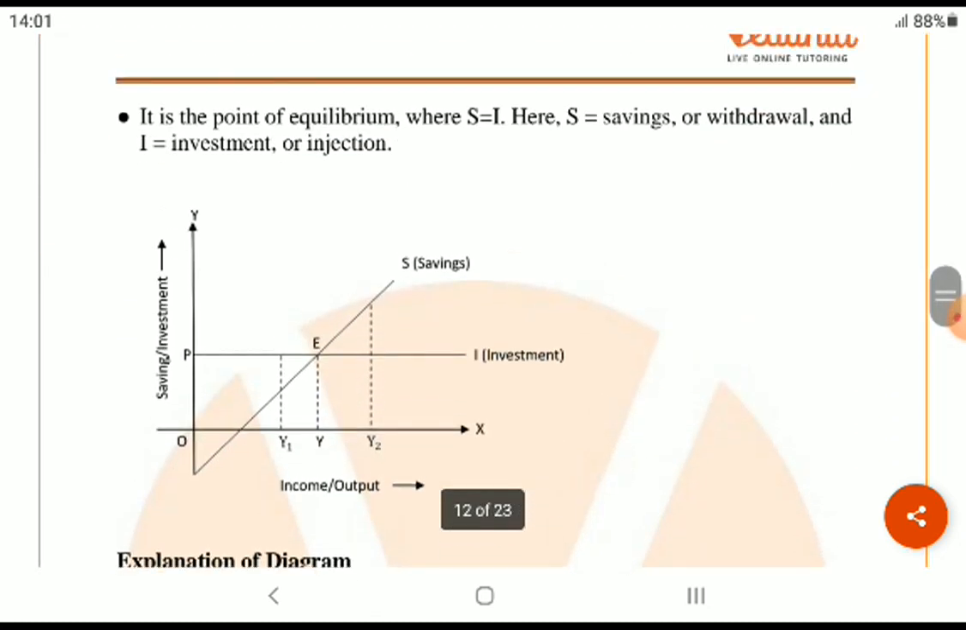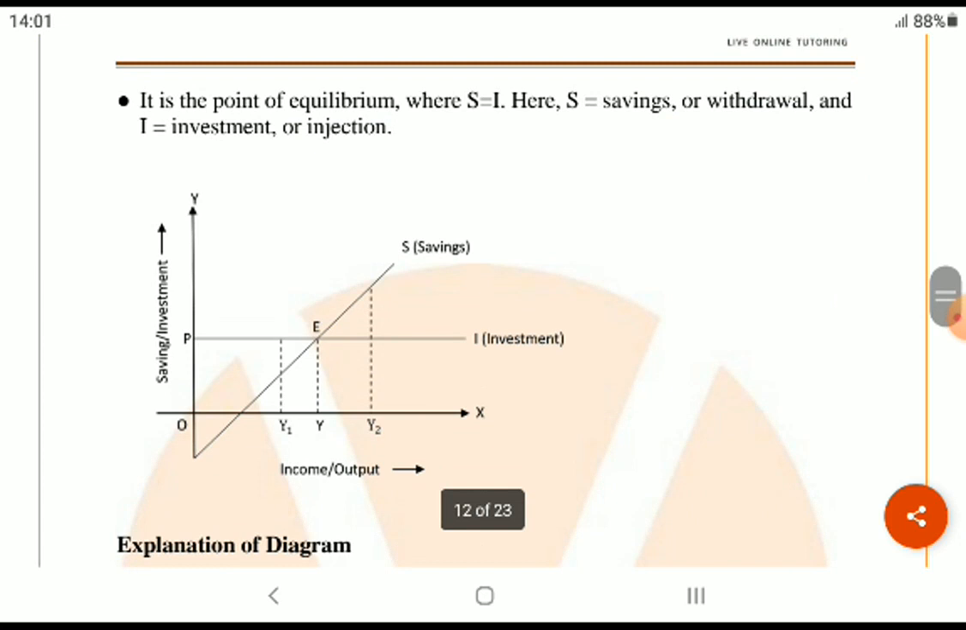Next is the saving investment approach. It is the point of equilibrium where S is equal to I. Here S is equal to savings or withdrawals and I is equal to investment or injections.